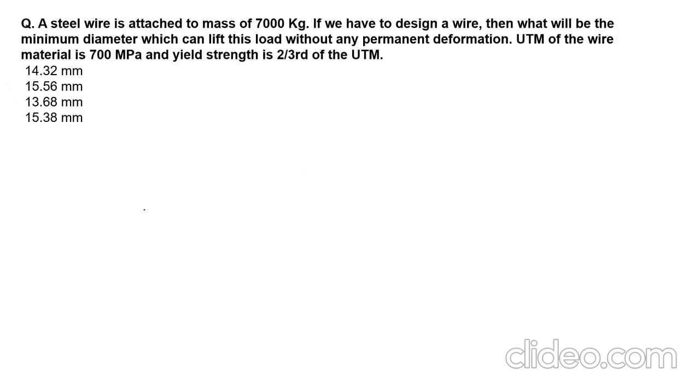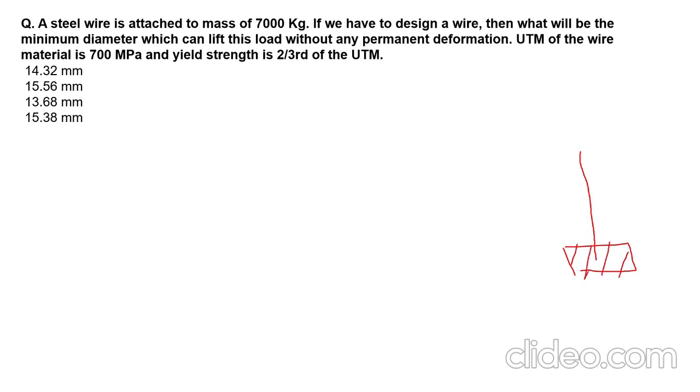So we'll move to the next question. This is your next question. It says that a steel wire is attached to a mass of 7,000 kg. We have to design a wire, so you have some steel wire here. This is your steel wire, attached to a mass of 7,000 kg. This is your mass.